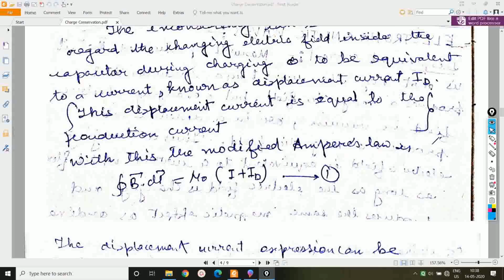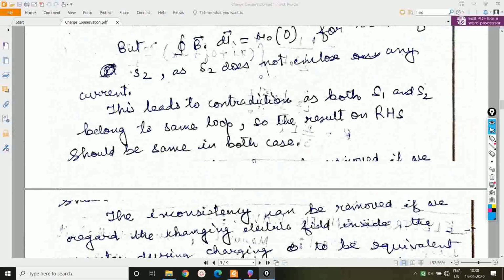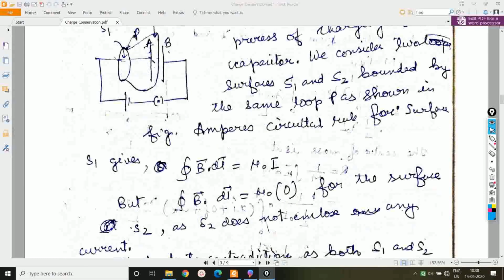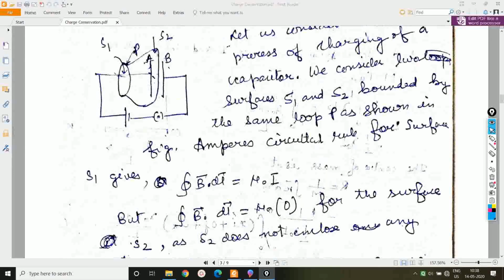Displacement current has the symbol I, and there is a suffix attached to it just to distinguish it from conducting current. So mu 0 times I plus ID. When we apply this equation, the modified Ampere's circuital law, the Ampere-Maxwell law, you can see here the ID value is 0 for the first surface S1, and you have only I, and for the second surface it is not mu 0 into 0, but in fact it is mu 0 into ID, where I is 0, there is no conduction current.